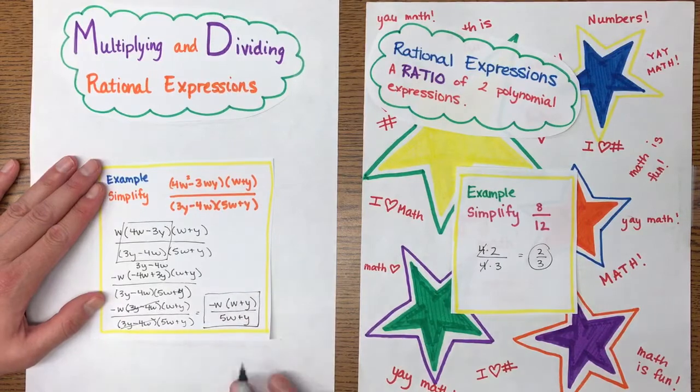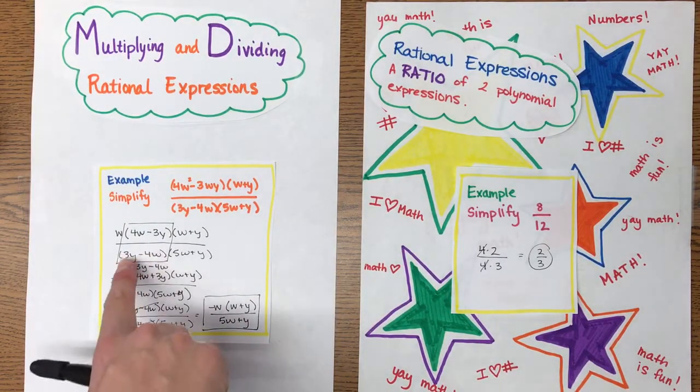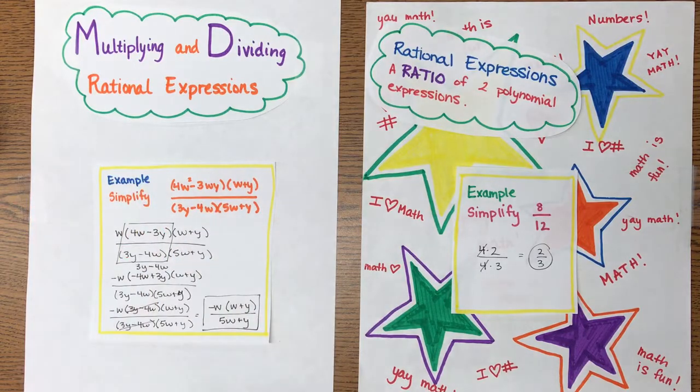This is a common thing that you're going to want to keep in mind and keep track of. If you have things that look almost the same, but with opposite signs, try factoring out a negative one.